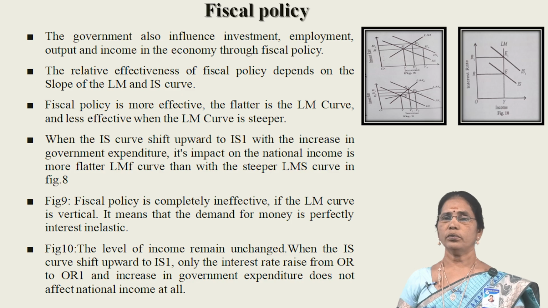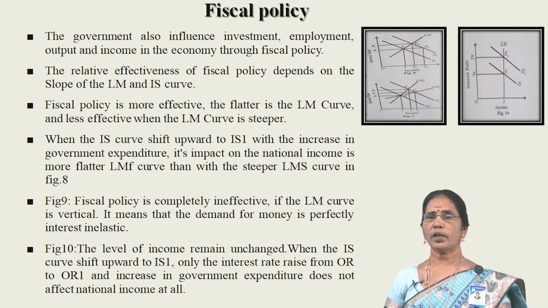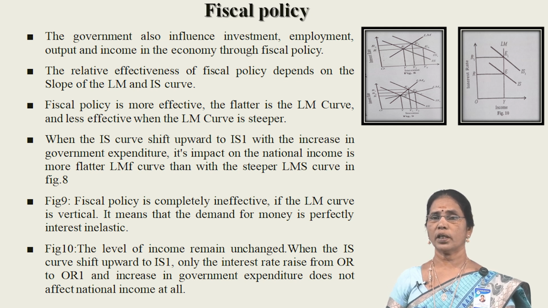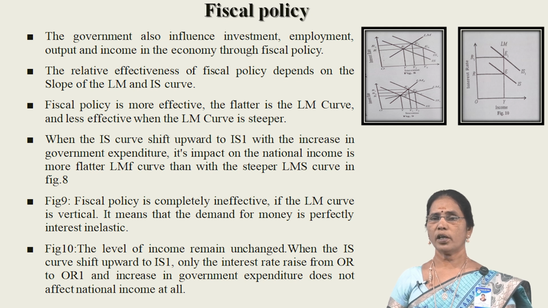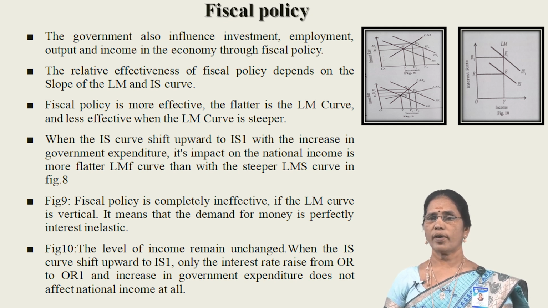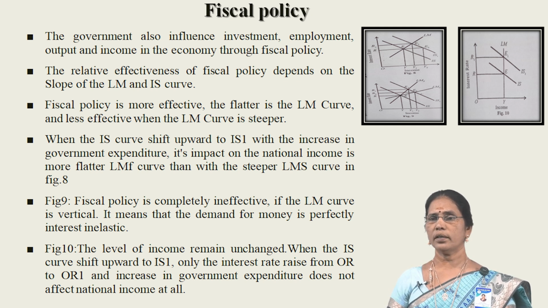Now we move on to the effectiveness of fiscal policy. The government also influences investment, employment, output and income in the economy through fiscal policy. The relative effectiveness of fiscal policy depends on the slope of the LM and the IS curve. Fiscal policy is more effective the flatter the LM curve is, and less effective when the LM curve is steeper.